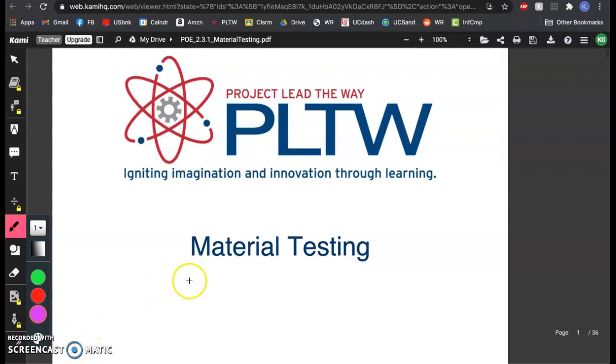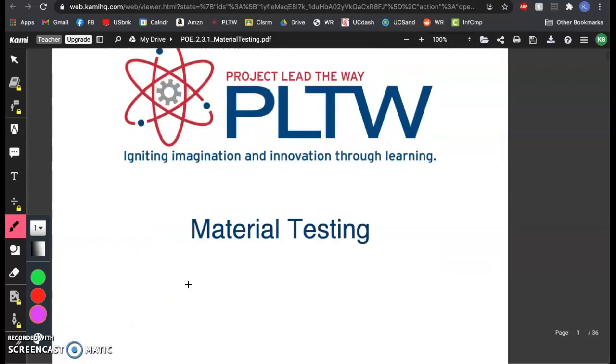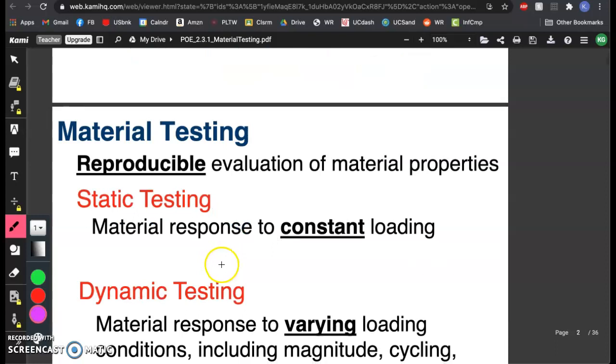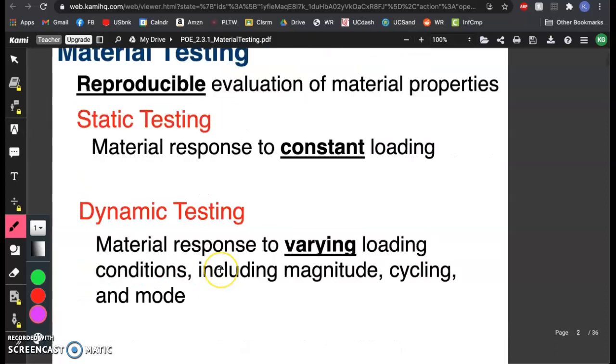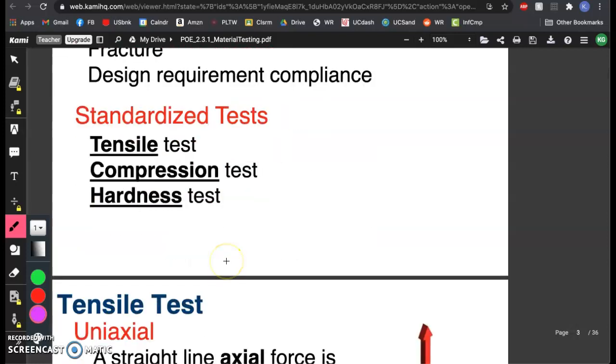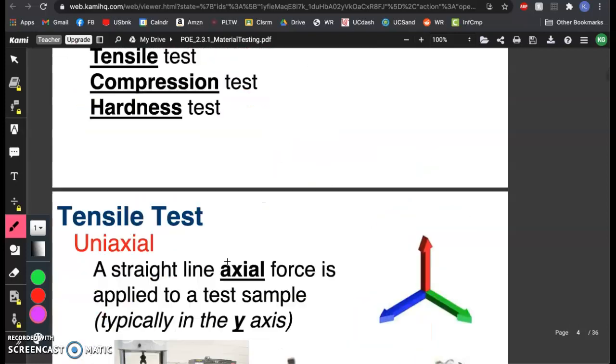Alright, so this is a video on some of the important things from the material testing thing. It can be some other tough problems. This is another sort of mathy one, but the concept I want you to understand behind it before you do the math. So I wanted to get down here to where we're talking about tensile testing.